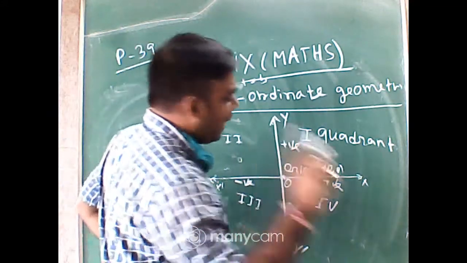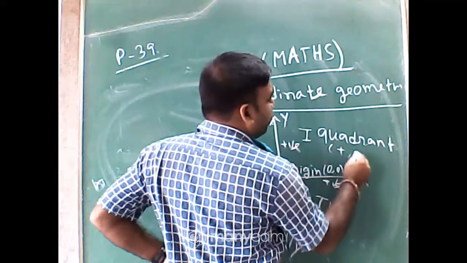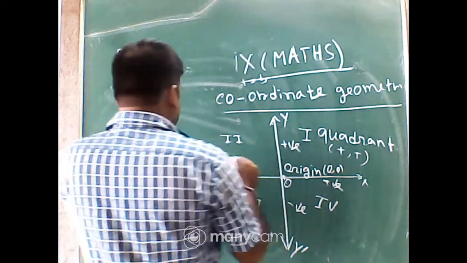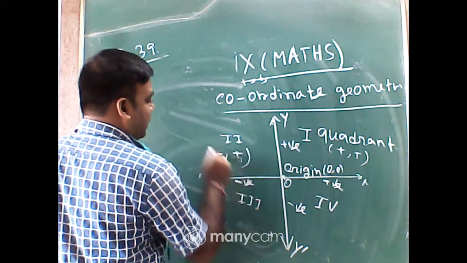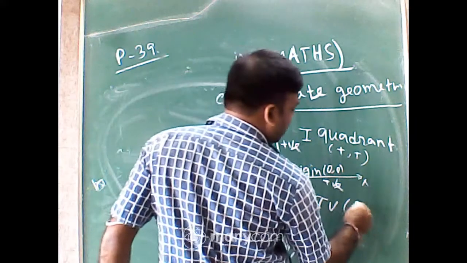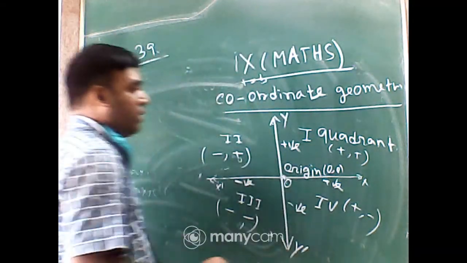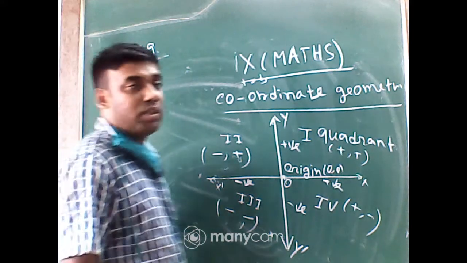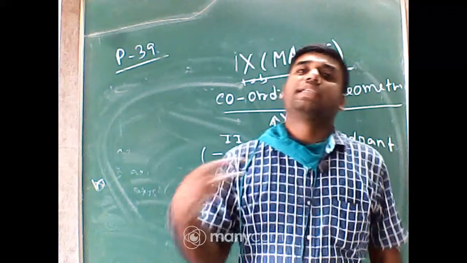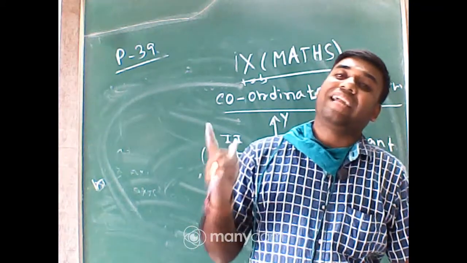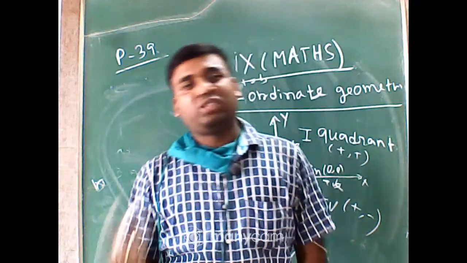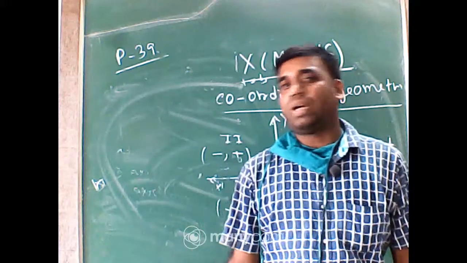Any point which lies in the first quadrant has both coordinates positive. In the second quadrant, x is negative and y is positive. Third quadrant, x negative, y negative. Fourth quadrant, x positive, y negative. These are the sign conventions of the points in each quadrant.